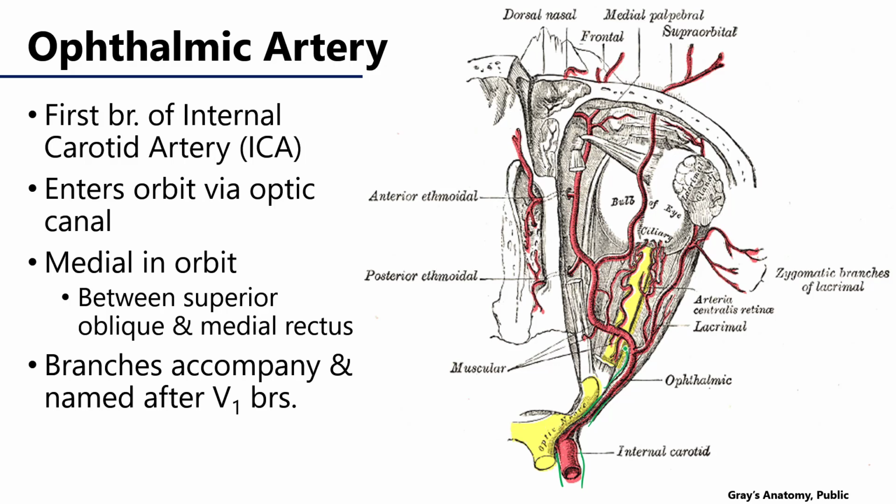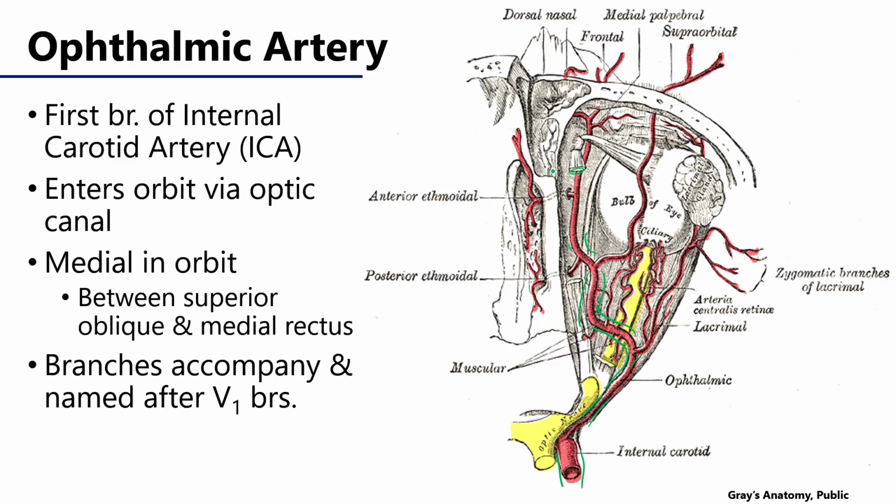It is then going to take a curve medial within the orbit, and then most of its body, so most of the substance of the ophthalmic artery, can be found mostly medial in the orbit, sandwiched somewhere between the superior oblique muscle, which you can see has been cut here, and the medial rectus muscle.